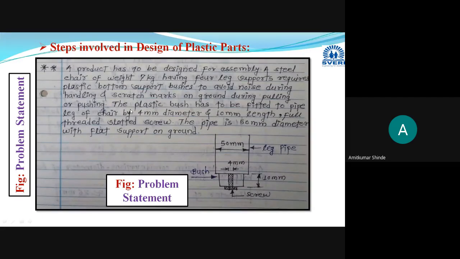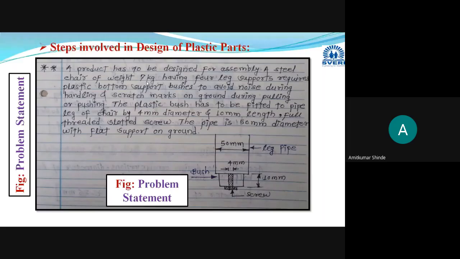Here a product has to be designed for an assembly. This product is a bush with a boss, and what is the purpose of providing that boss? It will help in the assembly, which we have already discussed in the previous session. Here they have provided a steel chair of weight 7 kg. It has four legs, and that leg support requires a bush.